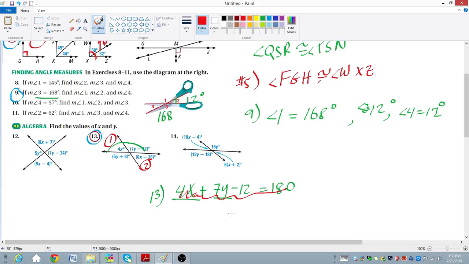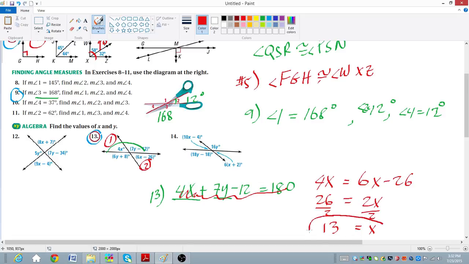So angles 1 and 2. I'm going to do 4x is equal to 6x minus 26 instead. That's how I solve for x. Minus 4x to both sides, that gives 2x is equal to 26. Divide by 2, divide by 2. x is equal to 13. So I know x is 13. It asks to solve for x and y, so I know x is 13.